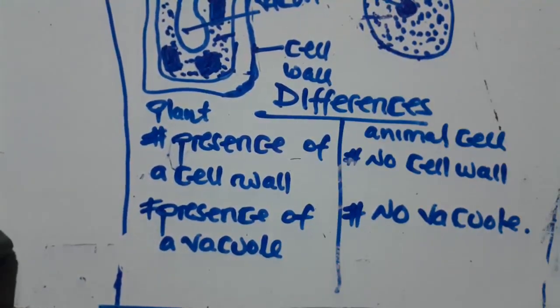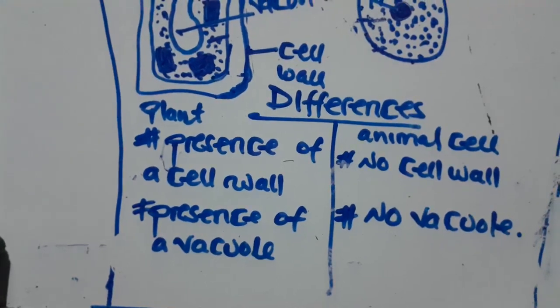So another difference that we are able to notice, we have only noticed two. The presence of a cell wall which is in a plant cell, and also a vacuole which is in a plant cell, but in an animal cell it is very small, or we don't have what? A vacuole. So if you say that it's very small, or no presence of vacuole, they will still mark you.